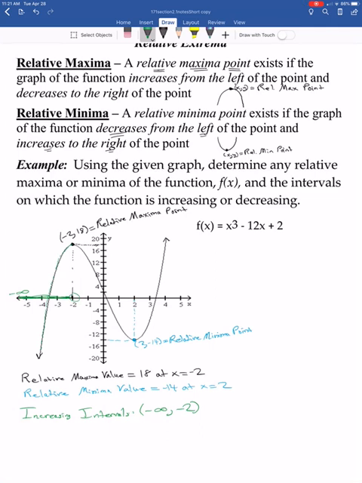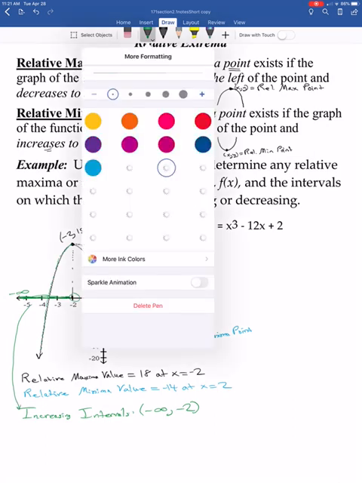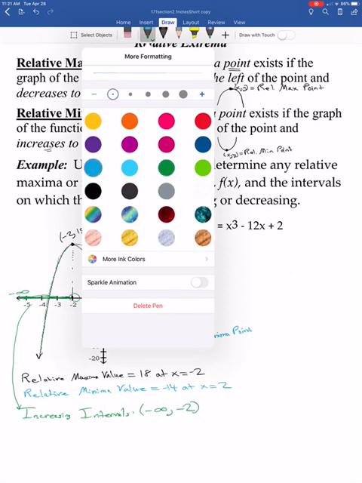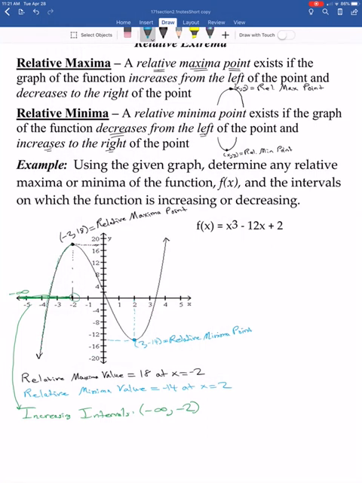So again, there's that increasing interval, right? Now, as you look at our graph, as it turns at the turning point at -2, we get into a decreasing interval. Let's go ahead and write that down. So where is our decreasing interval? For all x values greater than -2, all the way down to our next turning point at +2.